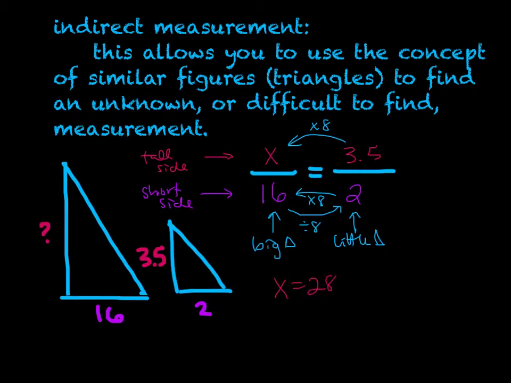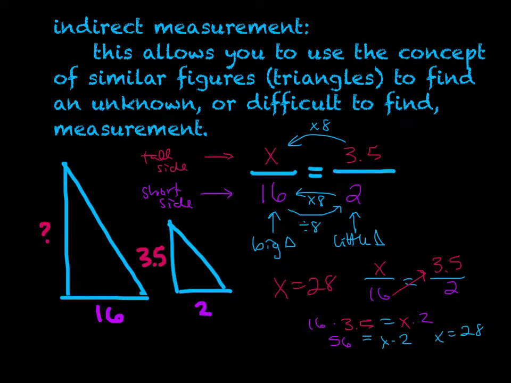As well, we can do this in a different way. We can still have our proportion: x is to 3.5 as 16 is to 2. Essentially, we would multiply 16 times 3.5 and have that equal to x times 2. And 16 times 3.5 is 56, and that is equal to x times 2, and we divide that by 2, and we'd have x is equal to 28. So we get the same thing.